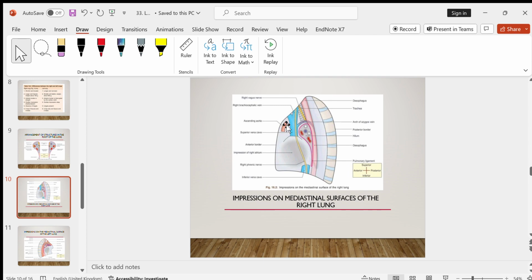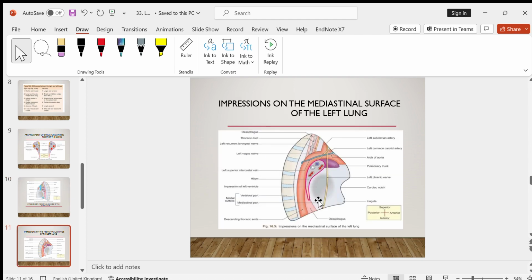Slight impression of the ascending aorta. Then we have the impression for the right atrium and right ventricle. And then we have the inferior vena cava impression. And here we can see that this is the pulmonary ligament.